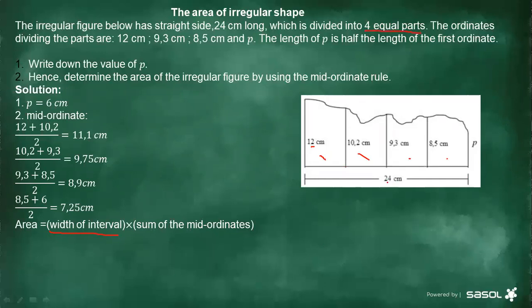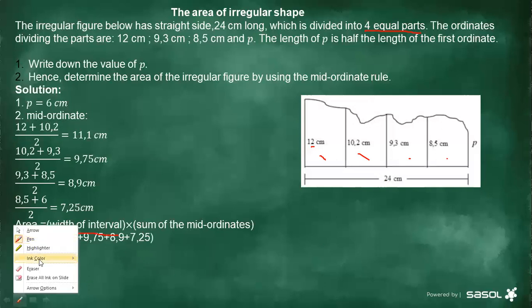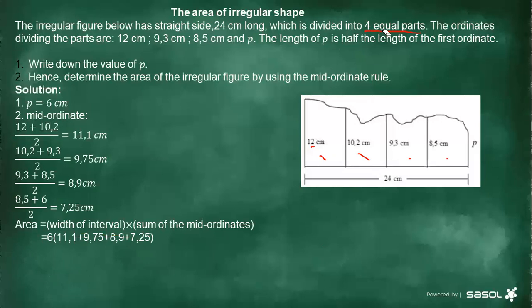We are going to say 24 divided by 4, because we have 4 equal parts, and that gives us 6. Meaning you divide 24 by 4, it's going to give us 6, and then we add all the mid-ordinates that we have just determined. Then you press your calculator, it gives us 222 centimeters squared. So that's how you should determine the area of an irregular figure.